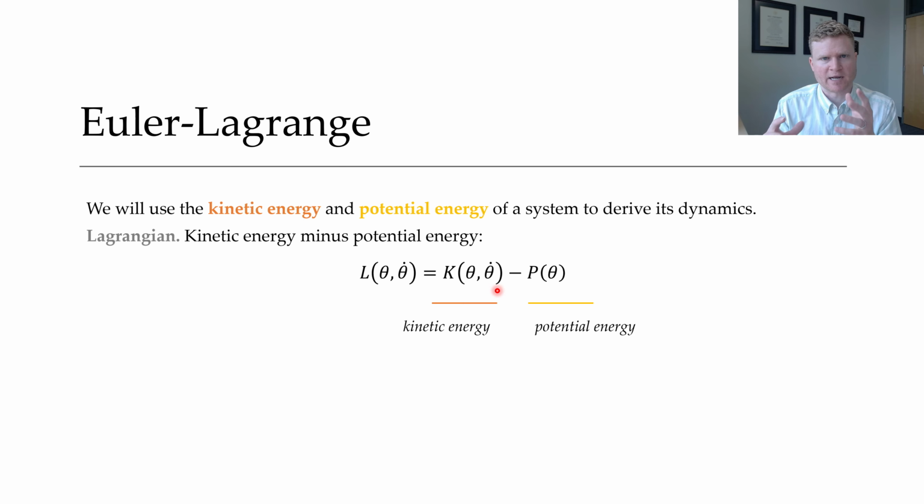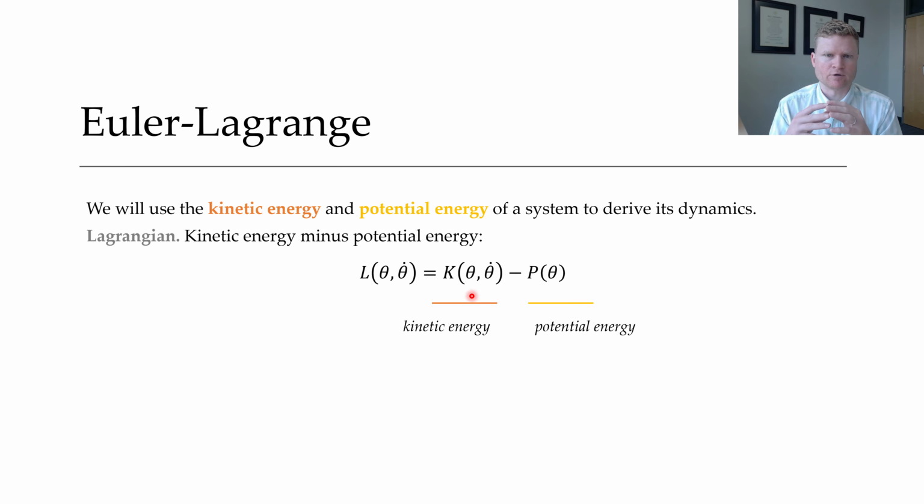Here, K is my kinetic energy, and that depends on both my joint position theta and my joint velocity theta dot. So here's my kinetic energy. And then on the right side, I've got my potential energy, and that just depends on my joint position theta. So here's my potential energy. And the idea with the Lagrangian is I'm going to say L, my Lagrangian, is equal to K minus P. All of these are going to be energy terms. They will all be scalars when you implement them.